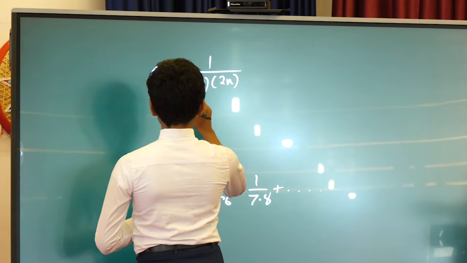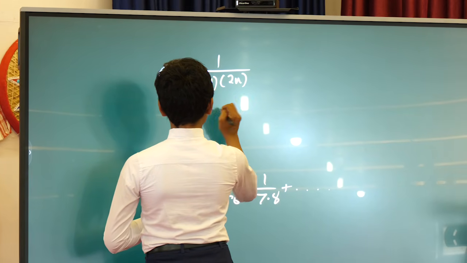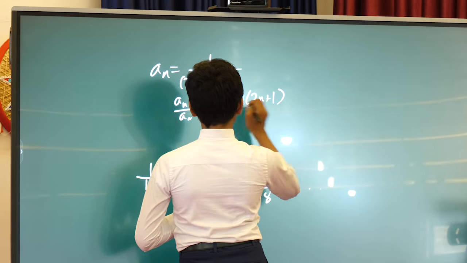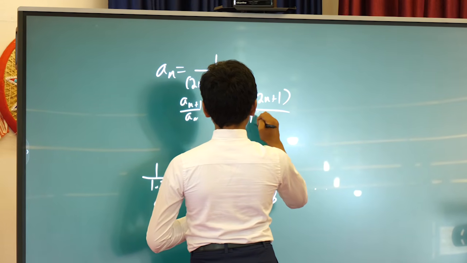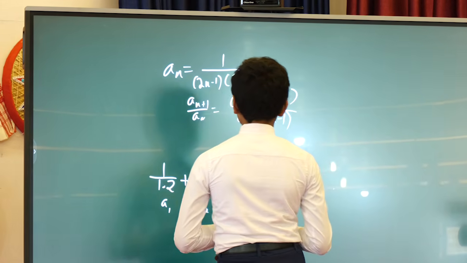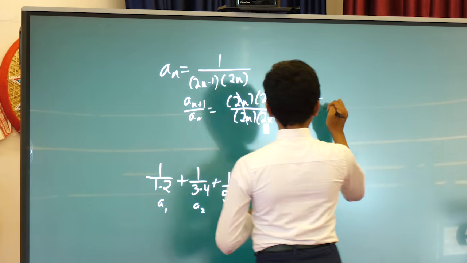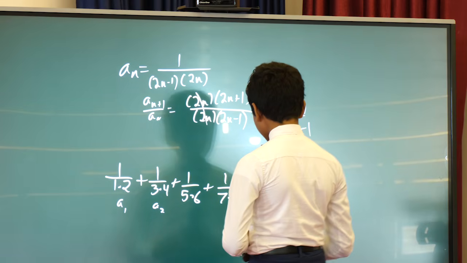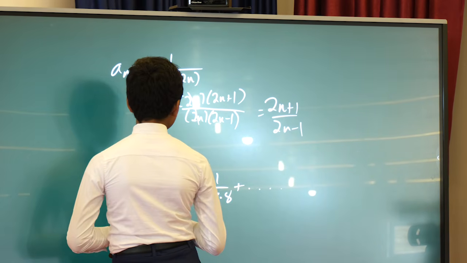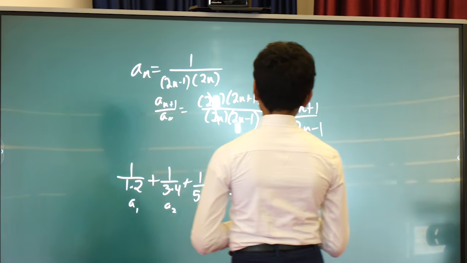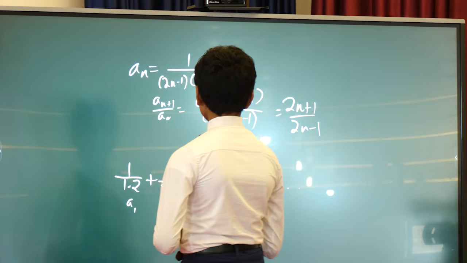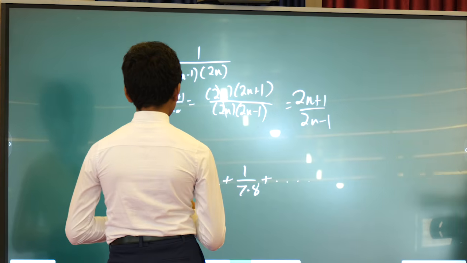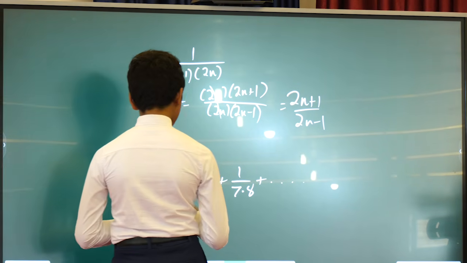So that means a_(n+1) divided by a_n is equal to 2n times 2n plus 1 divided by 2n times 2n minus 1. This is going to be 2n plus 1 over 2n. No way this diverges. Oh, I think I did this the wrong way. Wait. If a_(n+1) divided by a_n is greater than 1, that implies that a_(n+1) is greater than... No, that's wrong. That's definitely wrong.